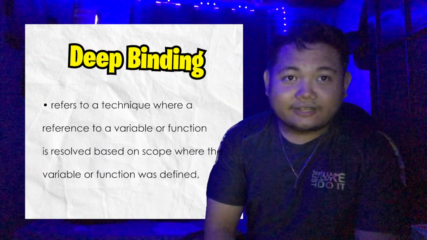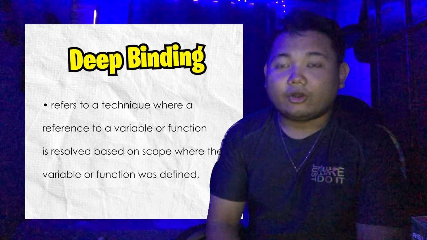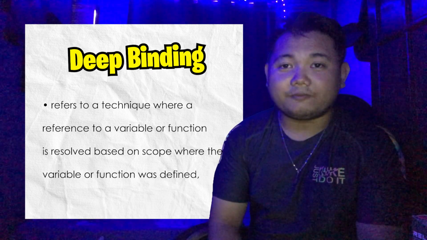Deep binding, on the other hand, refers to a technique where a reference to a variable or function is resolved based on the scope where the variable or function was defined. In other words, the binding is determined by the scope where the variable or function was defined, rather than the current scope of the caller.